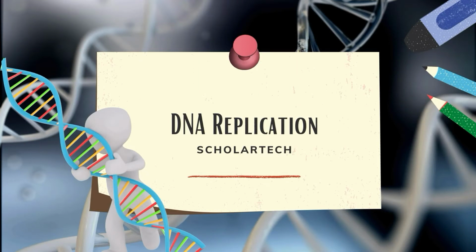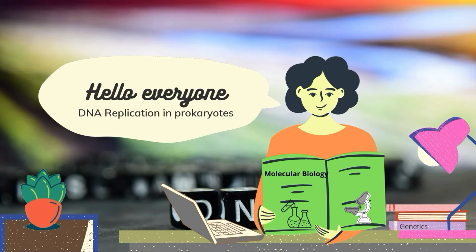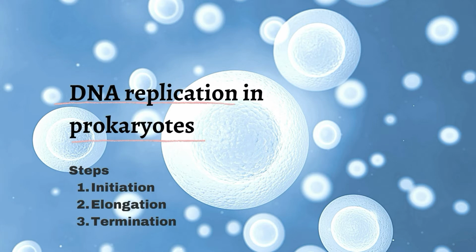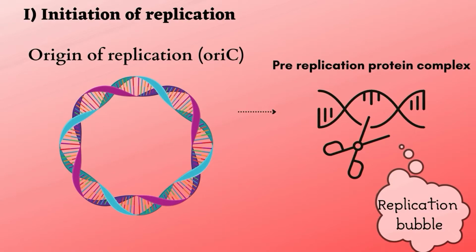Hello and welcome everyone. Today we are going to talk about DNA replication in prokaryotes. Prokaryotes have circular genetic material, that is the DNA or RNA, and DNA replication in prokaryotes is organized in 3 steps that are initiation, elongation and termination of the DNA replication.